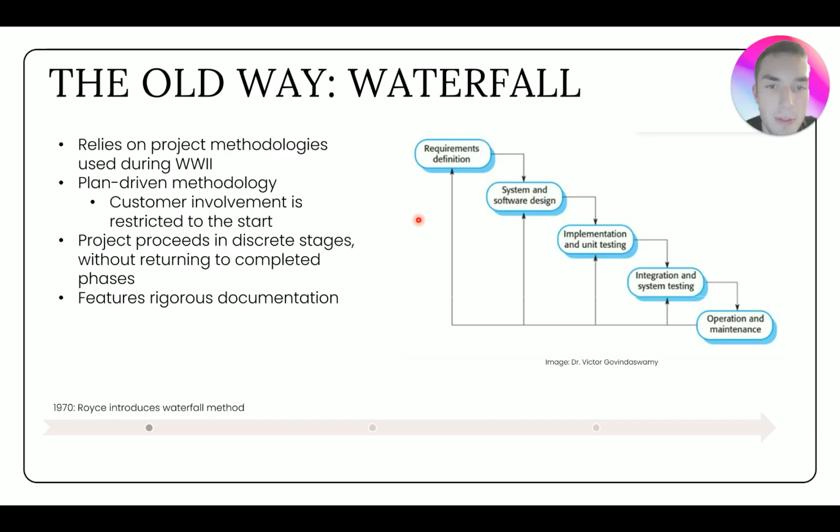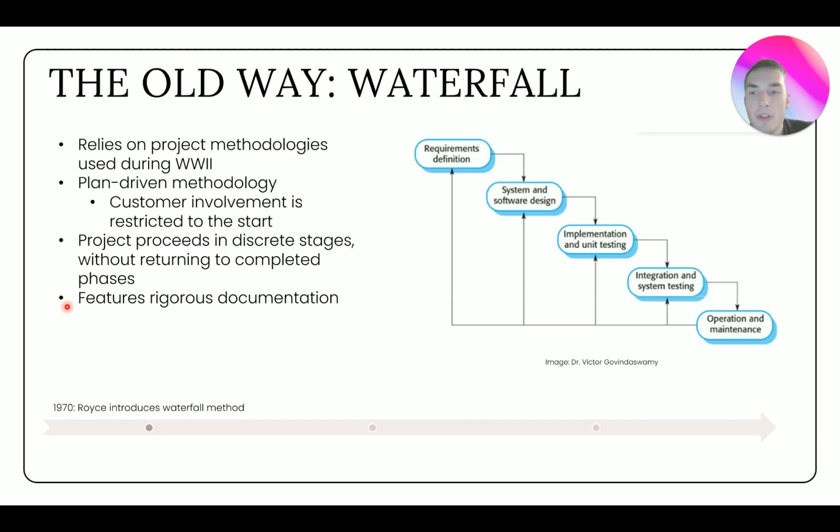We're going to completely wrap up this requirements definition phase and then go to the system and software design phase. Design: what does the system look like? Wrap that up completely, and then go down to implementation and unit testing. So writing code and then testing each of the parts of our code. And then we're going to wrap that up completely and move down to integration and system testing, putting it all together and making sure it works. And then finally to operation and maintenance. And so you can see the project proceeds in distinct stages without returning to completed phases.